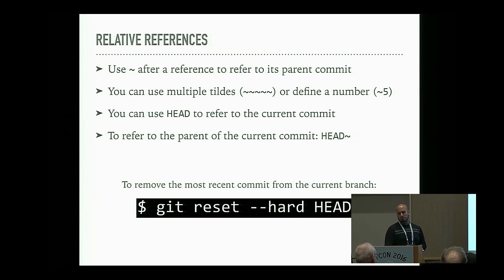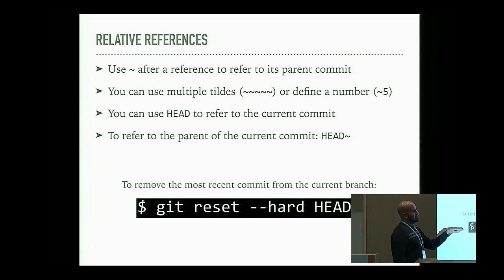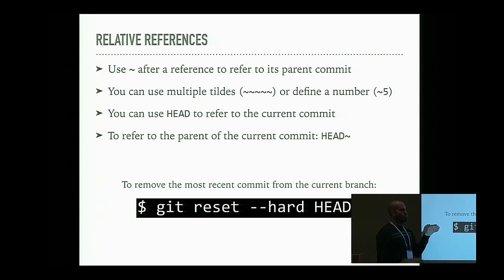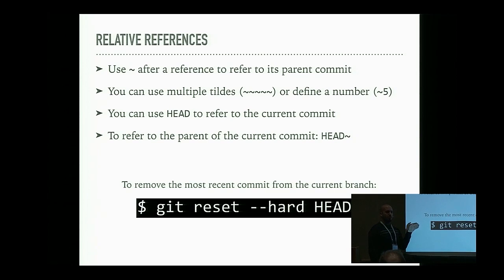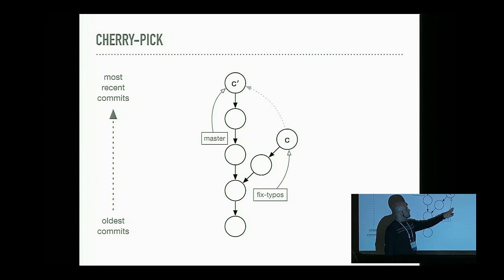And we can use relative references as well. So you can modify any reference in Git by adding tildes after it to point to its parents. So by doing this, this command says reset the branch pointer that I'm currently sitting at to point to the commit that is the parent of the current commit. In effect, reset this pointer to find the parent and make this point here.